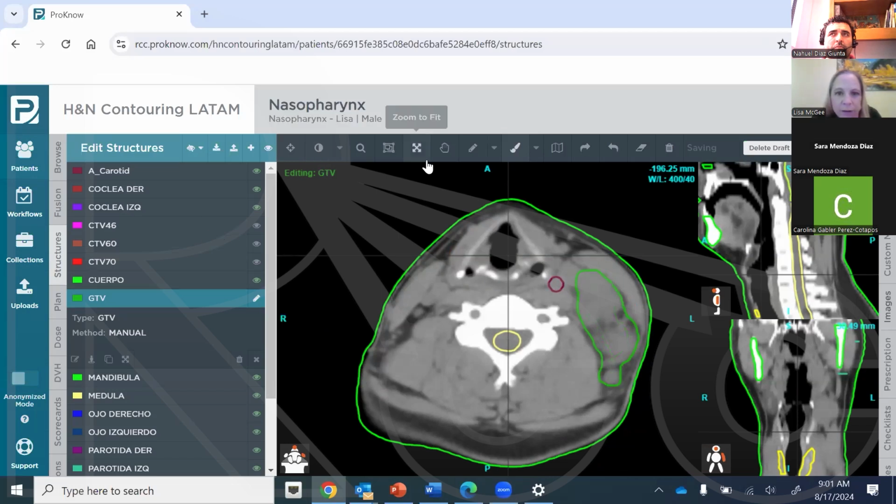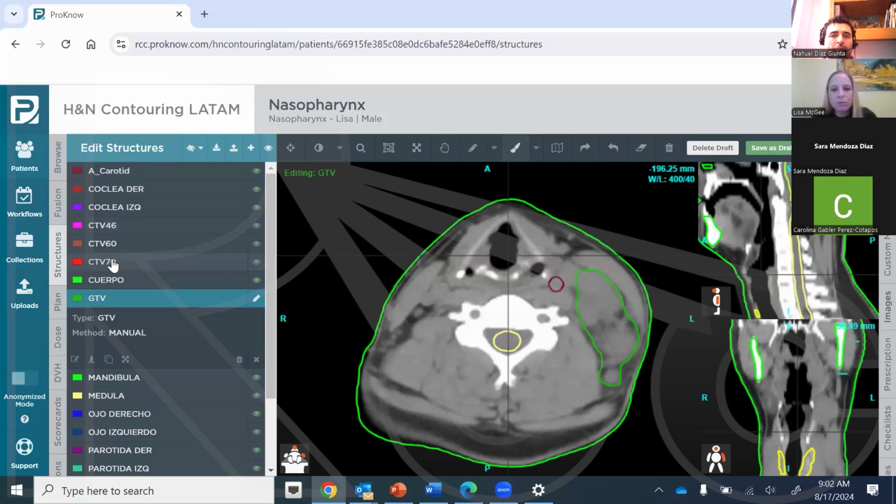And then from there, I apologize, I don't know how to do the expansion tool on here, but that's what I would do next. I would do an expansion to 5 millimeters on this to create my CTV 70, my high risk volume. This is a situation where you can see a lot of extra nodal extension here in the fat space. It does not look like we have sternocleidomastoid invasion. So I would edit my CTV 70 back to the deep aspect of the sternocleidomastoid. So you're basically editing that off of normal anatomical boundaries.